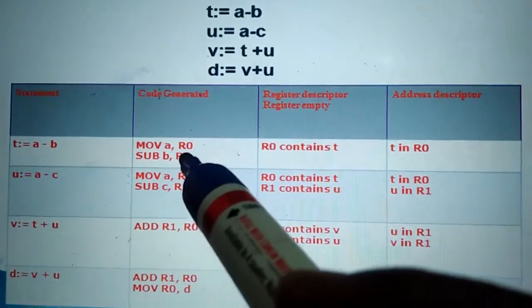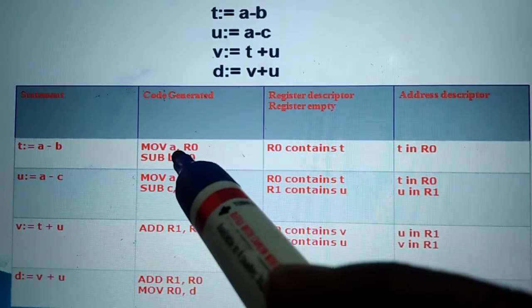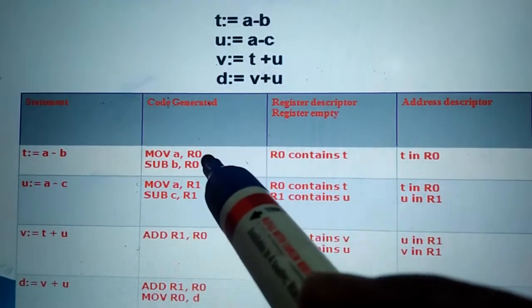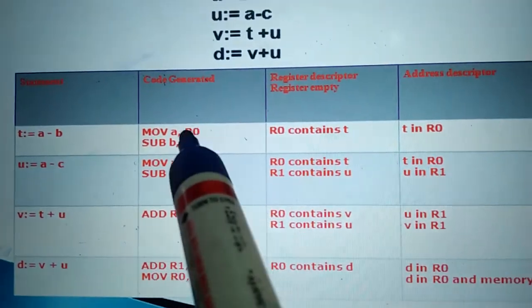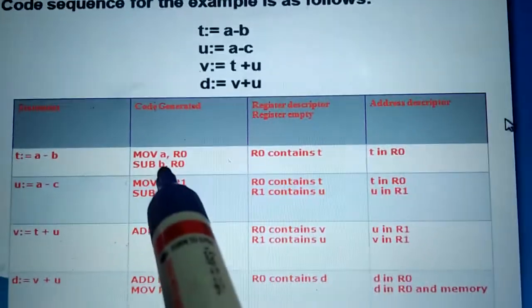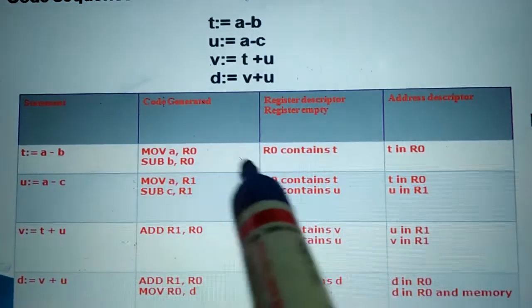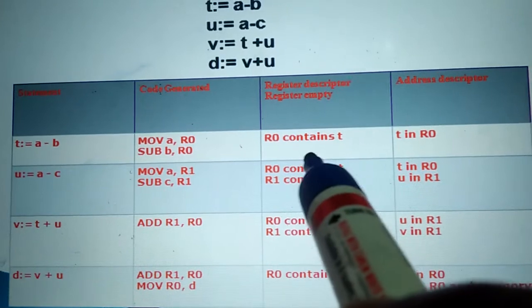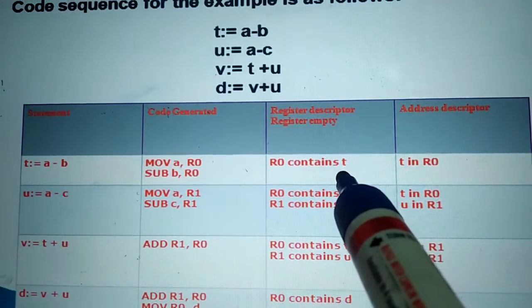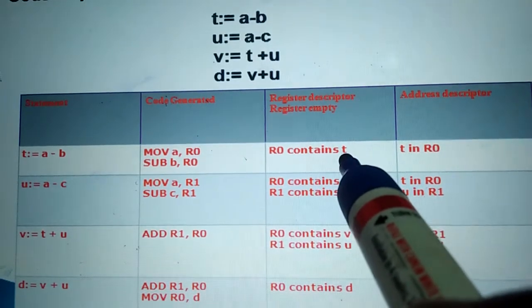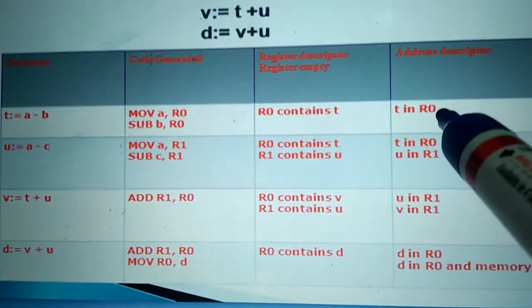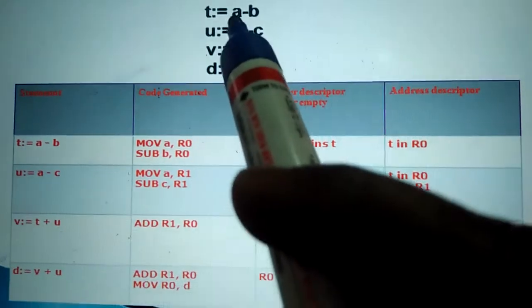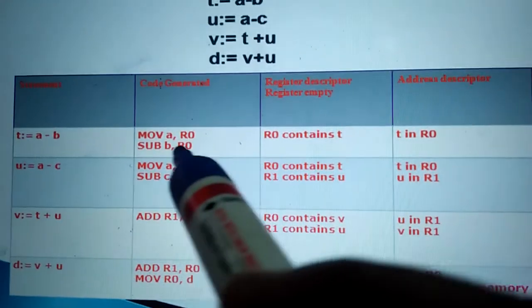First, move into R0 the value of a; the variable is moved into R0. Here we are going from left to right. Move into R0 the a. Then, move into R0 the next value; R0 contains the value called t. Now how is the address descriptor? t is in R0.